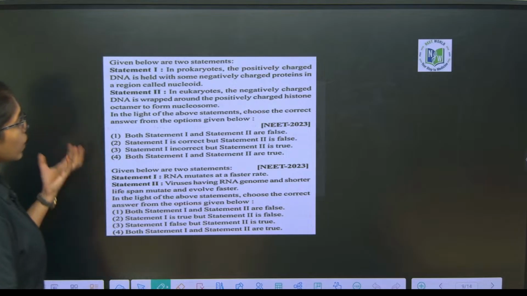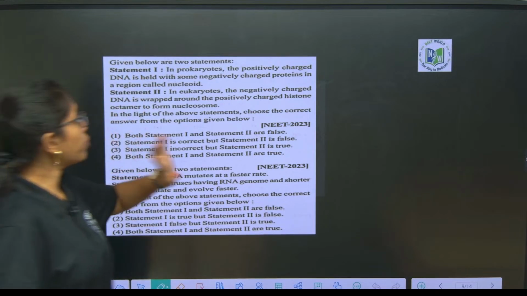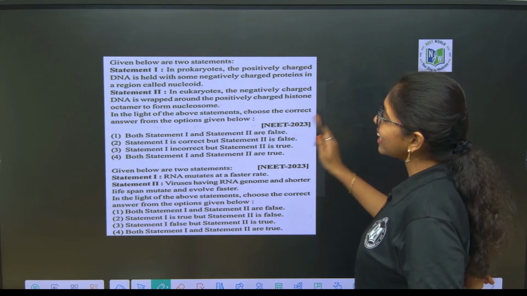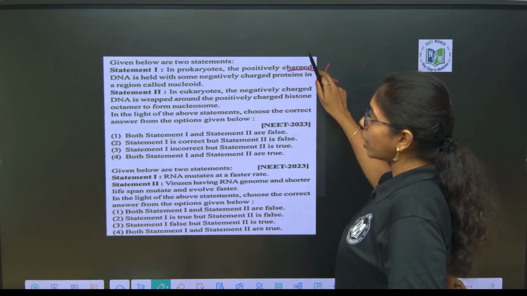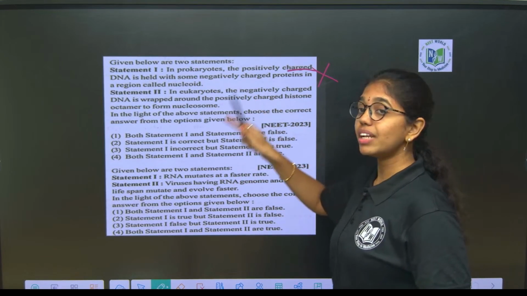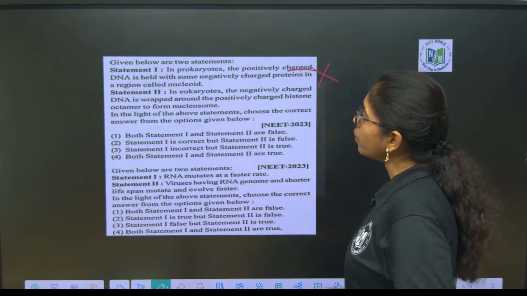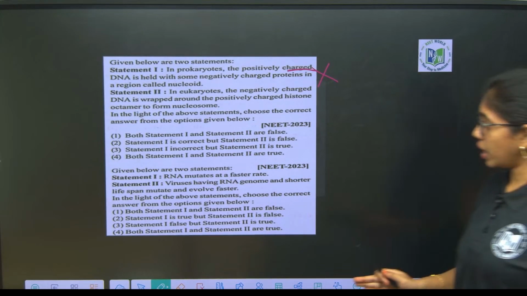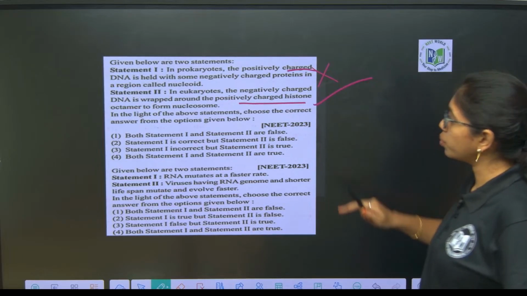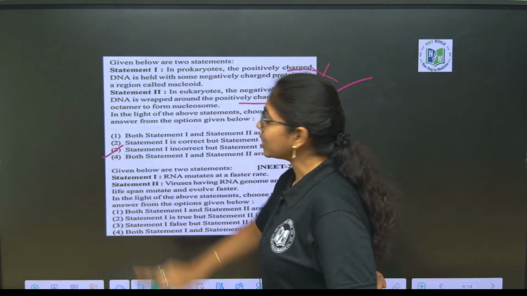Next question, NEET 2023, two statement based questions only. Statement 1: in prokaryotes, the positively charged DNA is held with some negatively charged proteins in the region called nucleoid. First of all, DNA is not positively charged, DNA is negatively charged, and it is surrounded by some positively charged non-histone proteins, not histone proteins, in a prokaryotic cell. So statement 1 is wrong. Statement 2: in eukaryotes, the negatively charged DNA is wrapped around positively charged histone octamer to form a nucleosome, true. Statement 2 is correct. Statement 1 is incorrect and statement 2 is true. Option 3 will be the right answer.